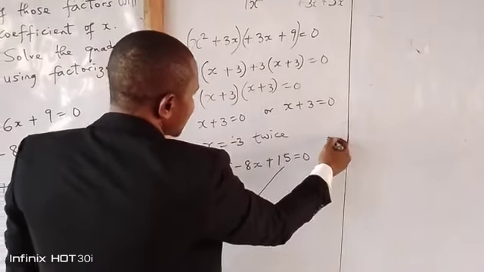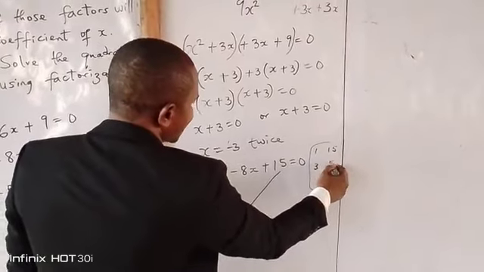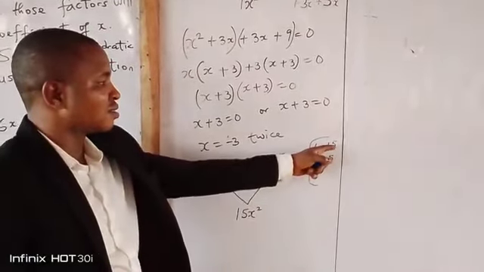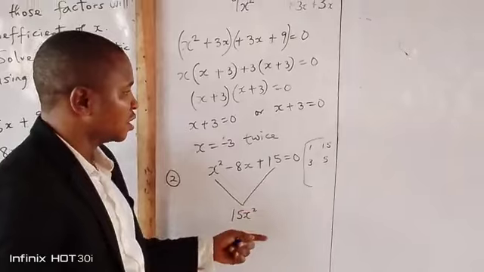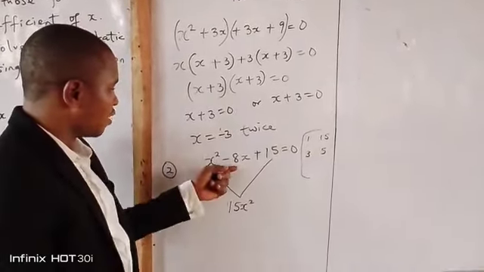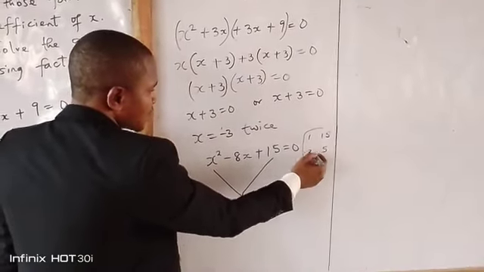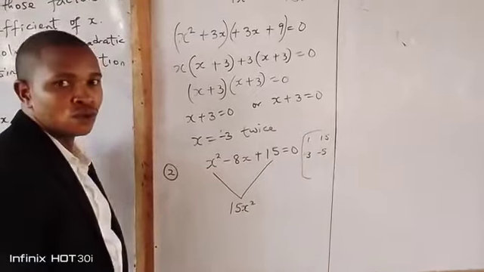What are the factors of 15? You have 1 times 15, then you also have 3 times 5. You cannot add this, neither can you subtract it. If you add it or subtract it, it can give you minus 8. So you have minus 8 here. How will you operate this? So you are going to have minus 3 minus 5, which will give you minus 8.